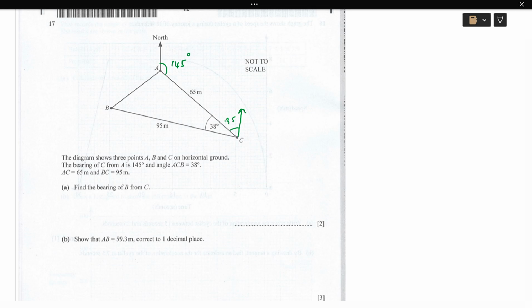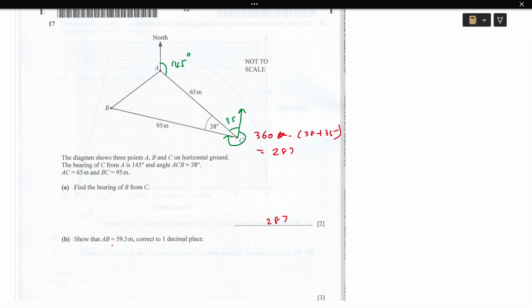Now first question, bearing of B from C. So we need to calculate this bearing. So this one is 360 minus 38 plus 35, which is equal to 287. So this answer is going to be 287. Next, we need to calculate AB.